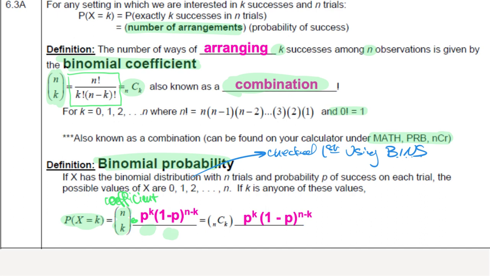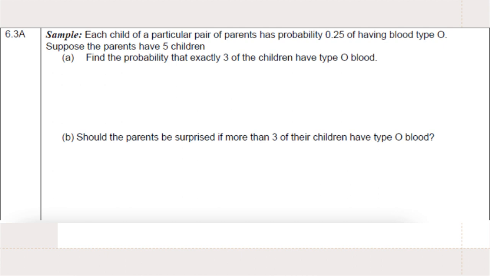The probability of success raised to the kth power times the probability of the complement, so failure, raised to the n minus k power. This is the same notation here, or different notation, but it's the same value. Here we have an example.